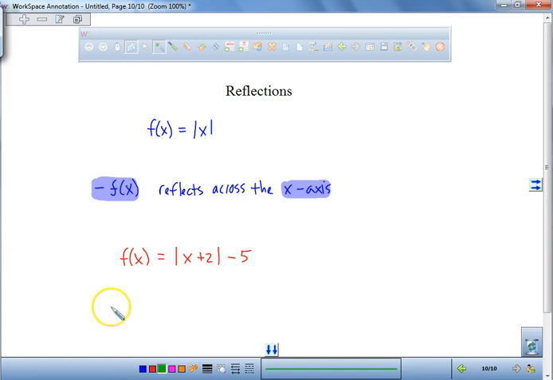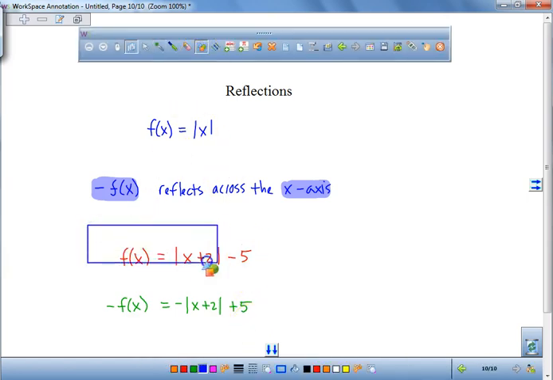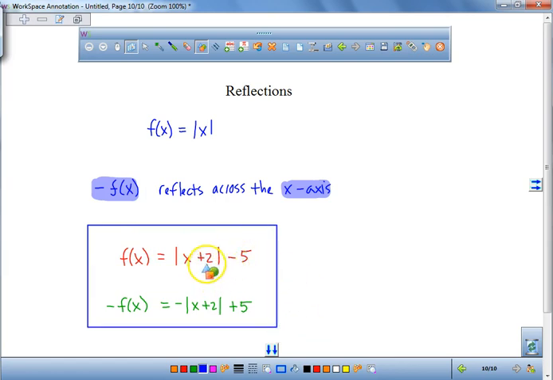So what would negative f of x actually become? Well, if I take a negative and I multiply it to this absolute value, that becomes negative times the absolute value of x plus 2. But what's a negative times a negative? It becomes a positive. So if I said f of x was this, negative f of x would equal this. So this is kind of a good example, all right? So what happened to this graph? It shifted 2 units to the left and 5 units down. So we're going to go ahead and type this into Desmos. All right, I'm going to type it into Desmos.